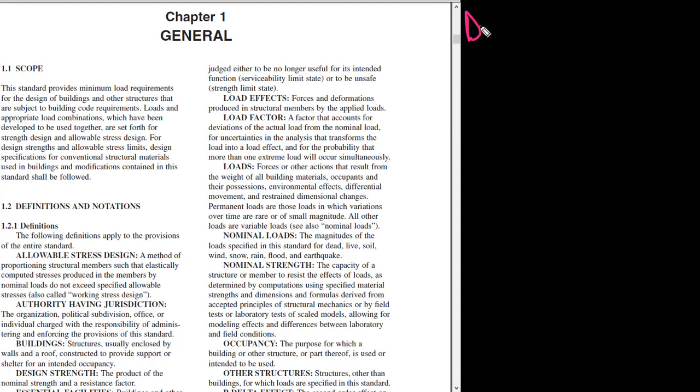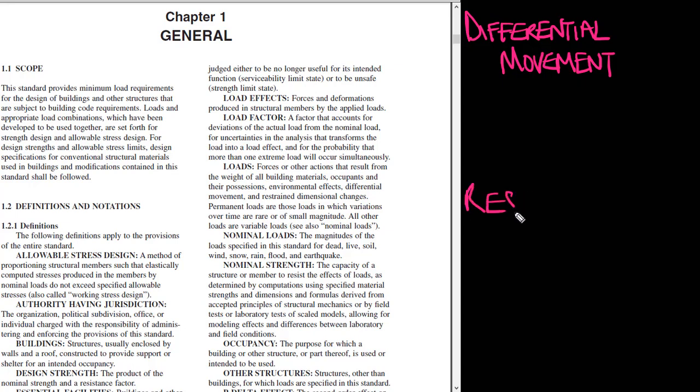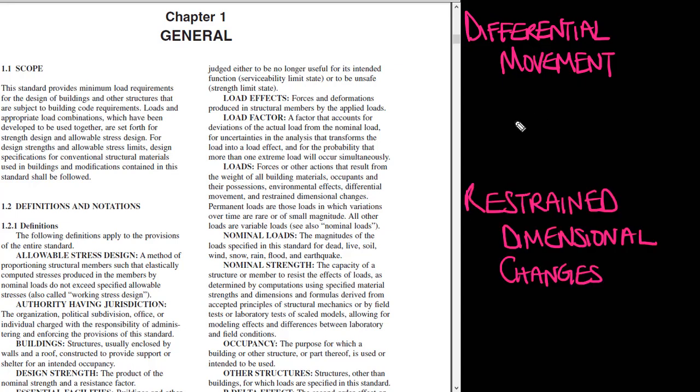Now let's talk briefly about these last two categories: differential movement and restrained dimensional changes. Well, differential movement is primarily referring to the foundation. If you have a building, a long building like this, on level ground, and let's say that the soil on this side of the building is much stiffer than the soil on this side of the building, and so this side of the building may only settle an inch, while the right side of the building may settle much more.